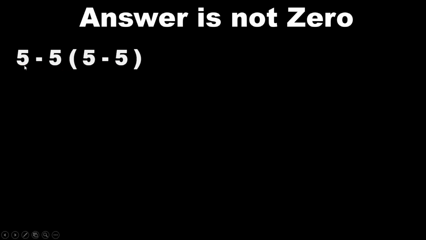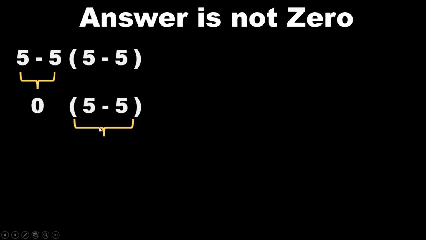The most common mistake is working from left to right. People subtract 5 from 5 first, which gives you 0. The remaining things are as they are. Next, they subtract 5 from 5 inside the parentheses, leaving another 0. The remaining thing is as it is.